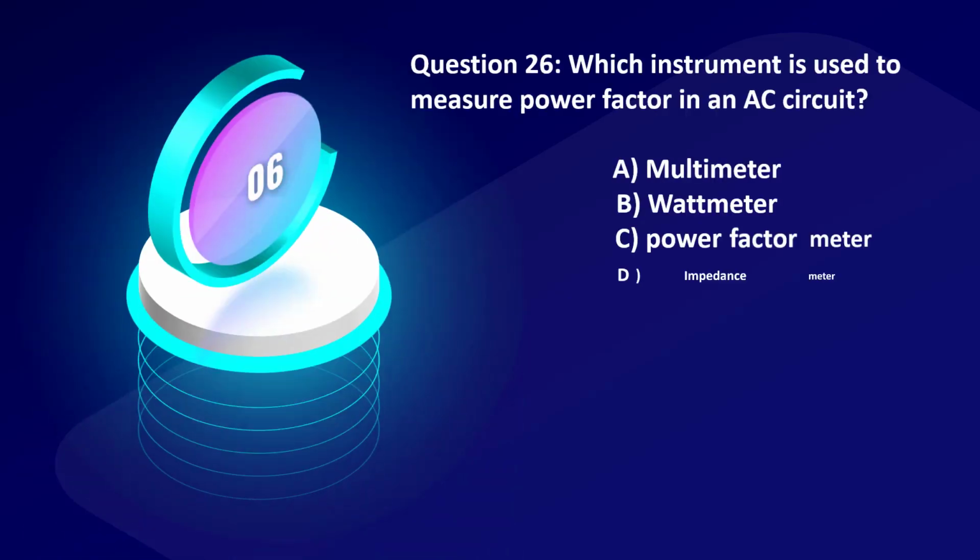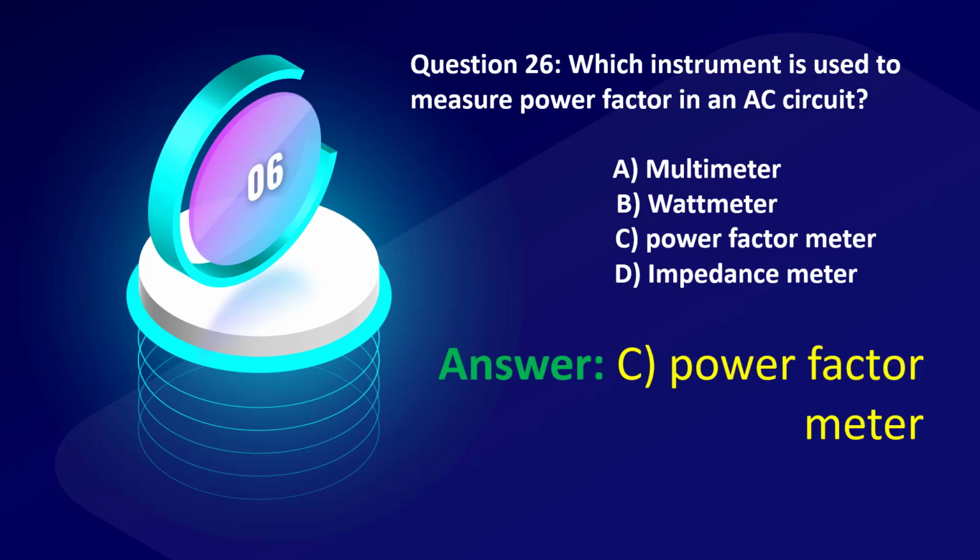Question 26. Which instrument is used to measure power factor in an AC circuit? A. Multimeter. B. Wattmeter. C. Power factor meter. D. Impedance meter. Answer: C. Power factor meter.